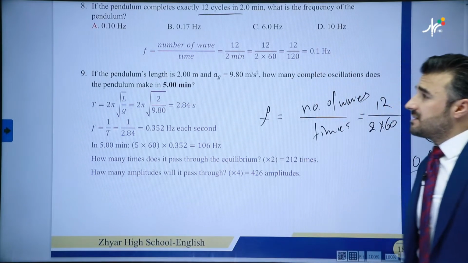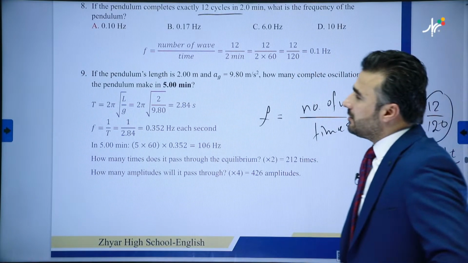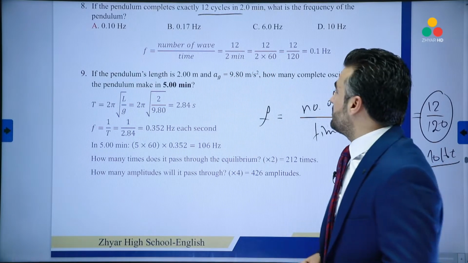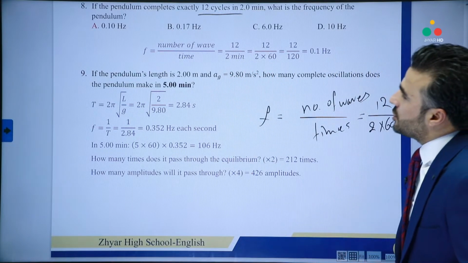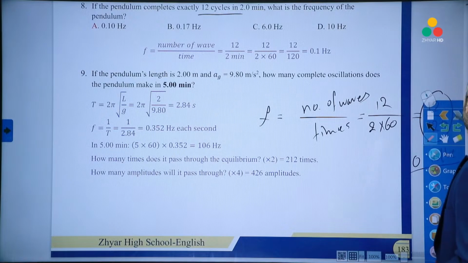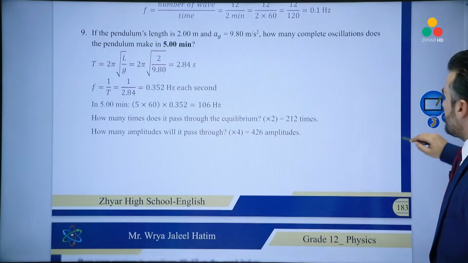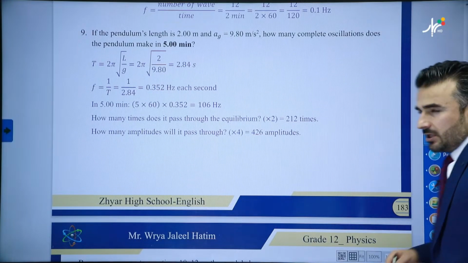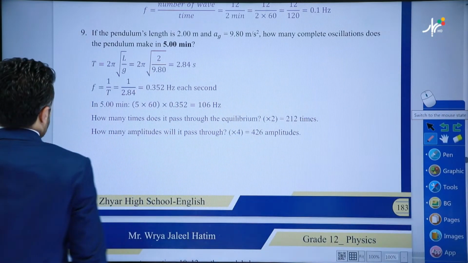Question 9 says, if the pendulum's length is 2 meters and the acceleration is 9.8 meters per second squared, how many complete oscillations does the pendulum make in 5 seconds? Now, this is also very interesting here. So let's see and answer this question. And of course, we can answer this question in 2 different ways.